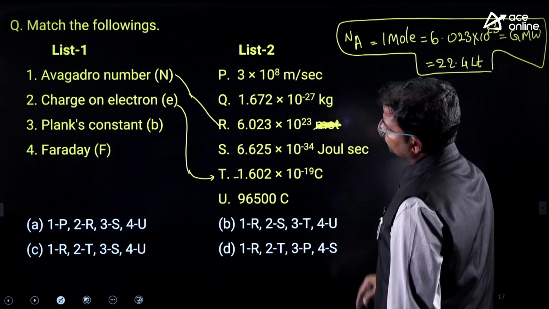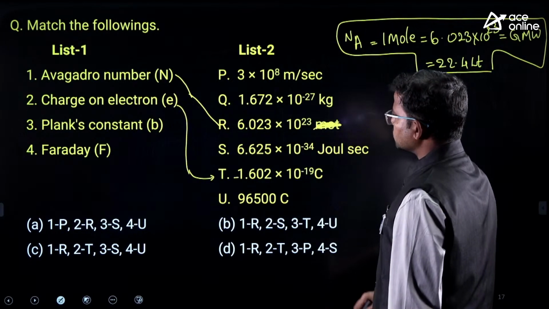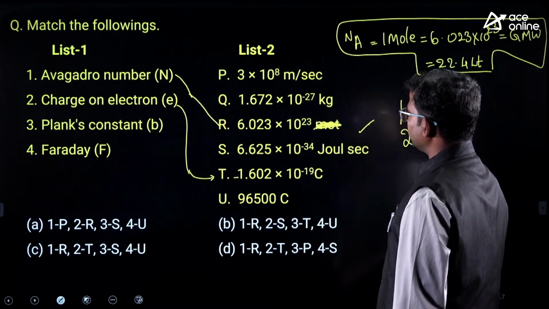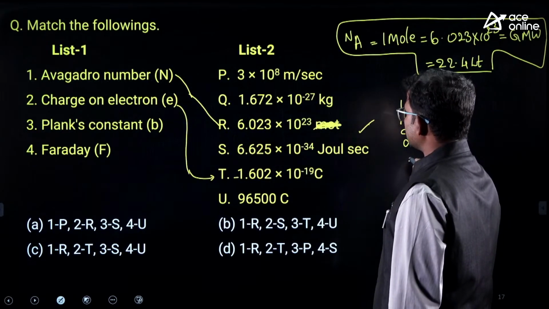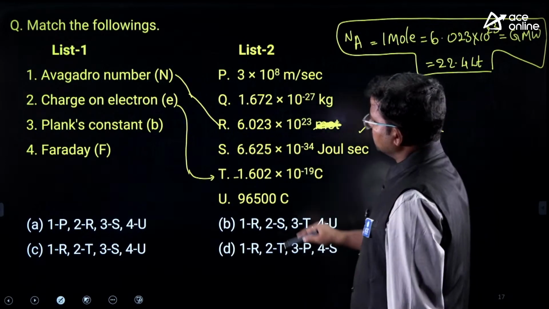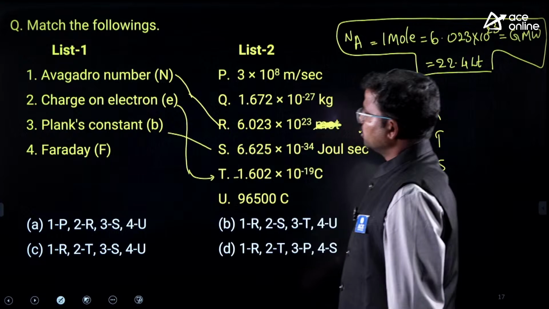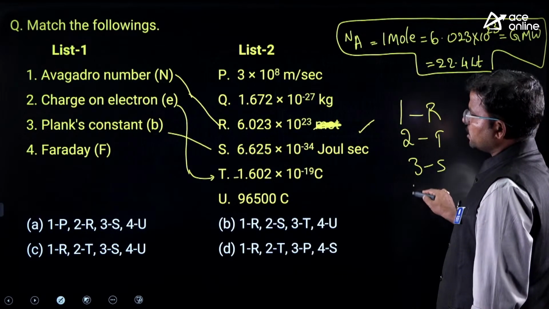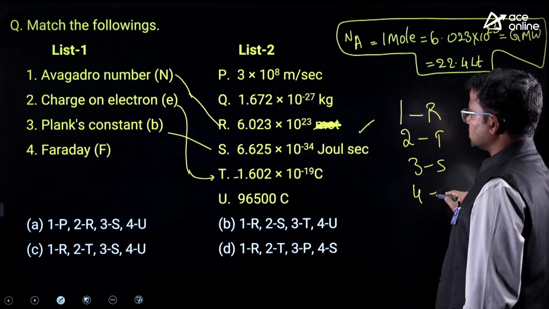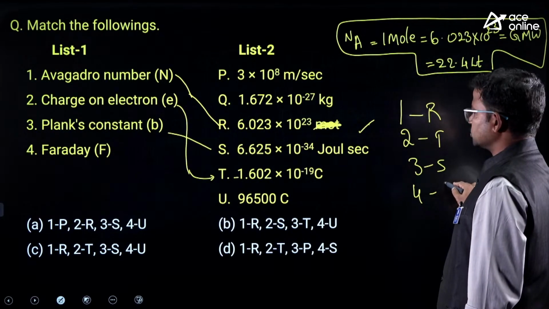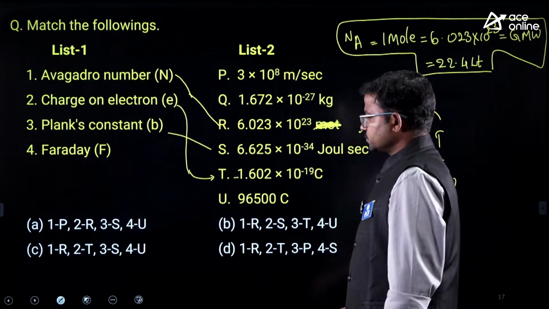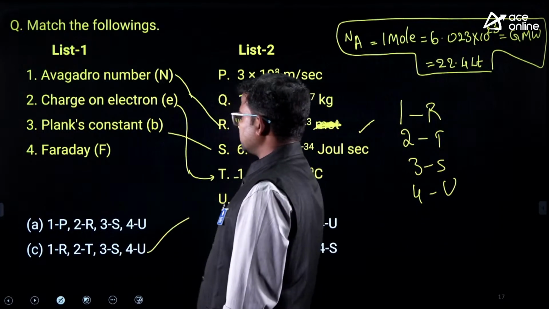So next one, Planck constant. Planck constant value is 6.625 into 10 power minus 34 joule second. So joule second, so that's why the option is, okay. Next one, Faraday. 1 Faraday is equal to 96,500 coulombs. So option C is the right answer.